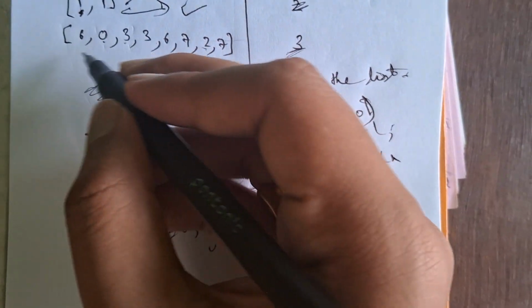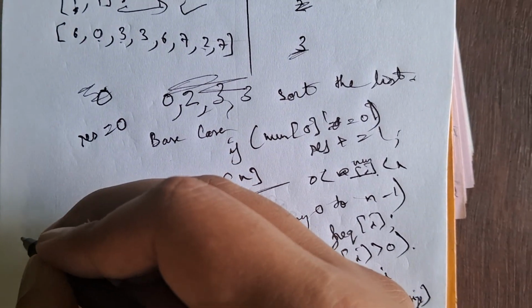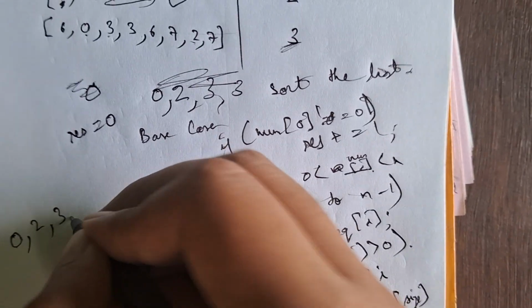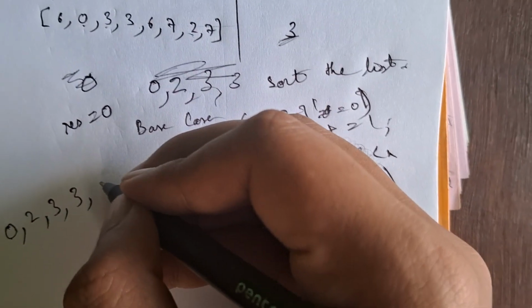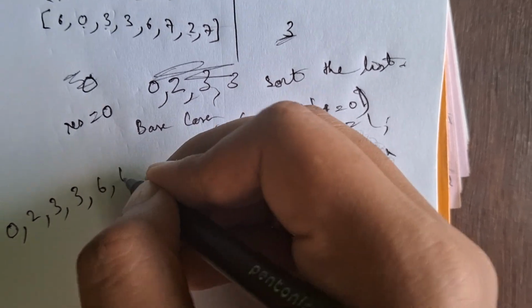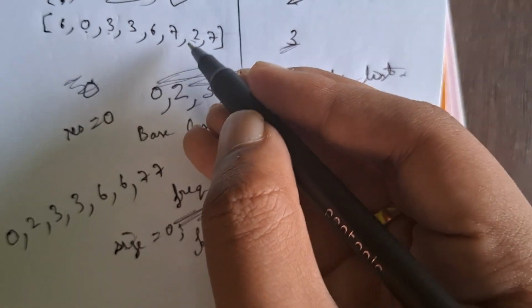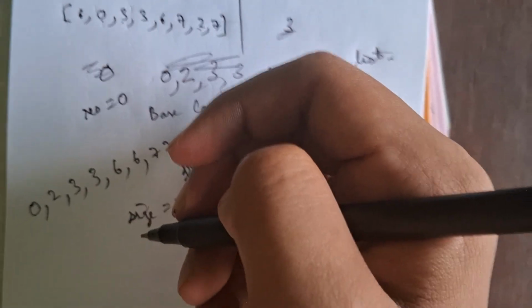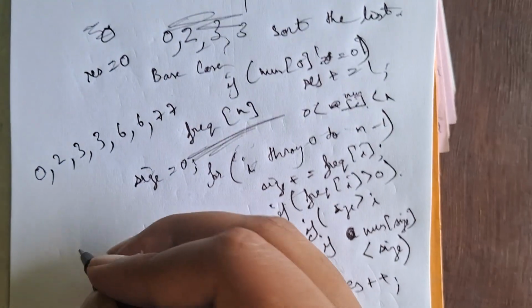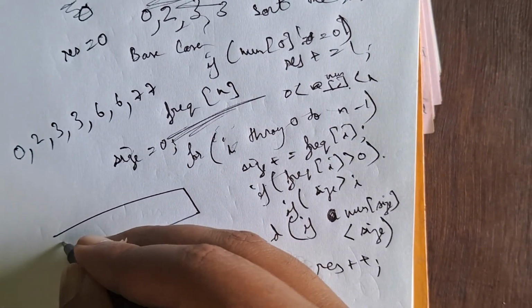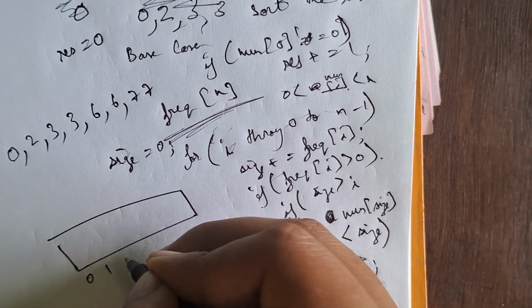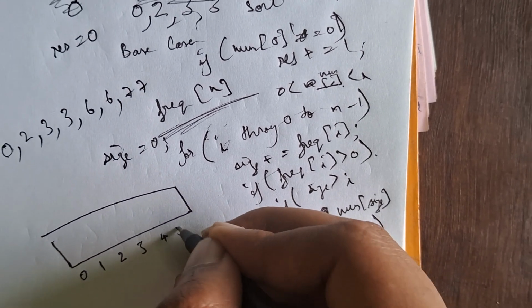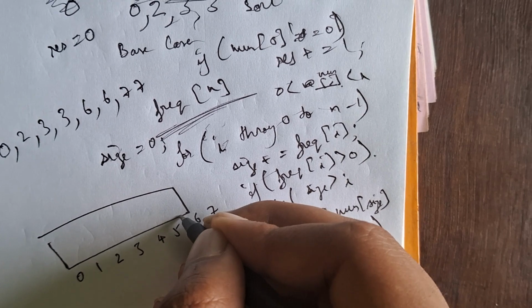So this is a little bit complex, so I will make you understand this with this example. First, if you sort it, it becomes 0 2 3 3 2 6 2 7. I think this is what it looks like after sorting. So let me draw the frequency array. It is 0 1 2 3 4 5 6 7.